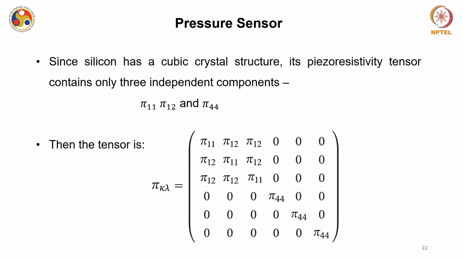Okay. So, if I write the tensor's equation, this pi value with kappa lambda changing, I will have the matrix like pi will equal to pi 11, pi 12, pi 12 and other components 0, pi 12, pi 11, pi 12 and other components 0, pi 12, pi 12, pi 11 and all are 0, then 0 0 0, pi 44 0 0, then 0 0 0 0, pi 44 0 and 0 0 0 0 0 and pi 44. That is how this tensor is written.